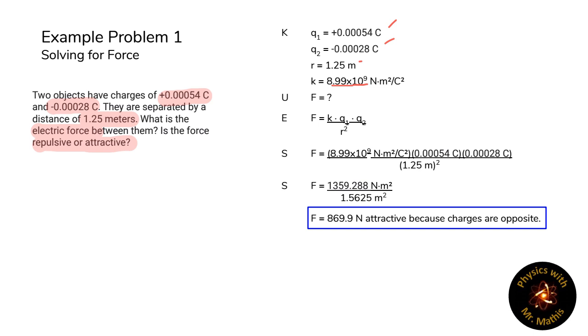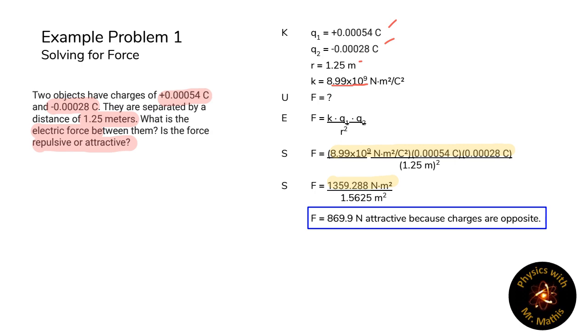The first step is to multiply together 8.99 times 10 to the 9th times 0.00054 times 0.00028, and that gives me this number right here, 1359.288 Newton meters squared. If you look at the units, you can see that the Coulomb's constant was Newton meters squared per Coulomb squared, and we multiplied that times Coulomb once times Coulomb twice. So it canceled out the Coulomb squared on the bottom part of the unit and left just Newton meters squared.